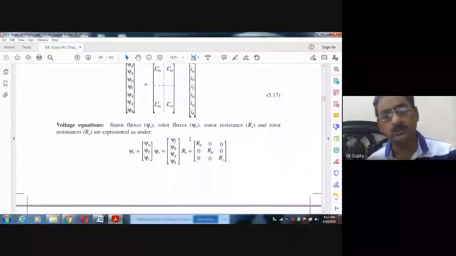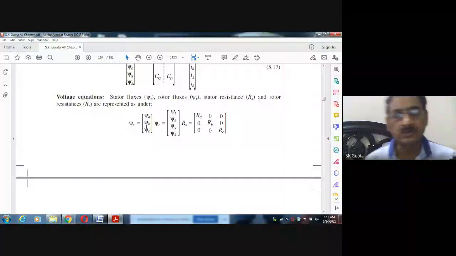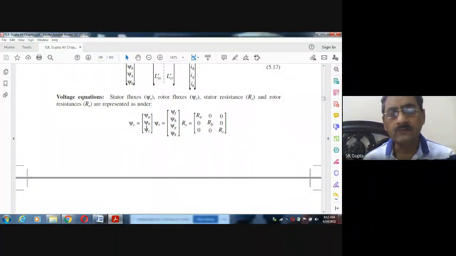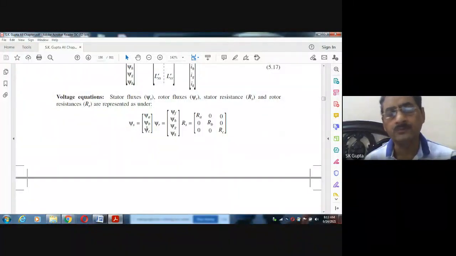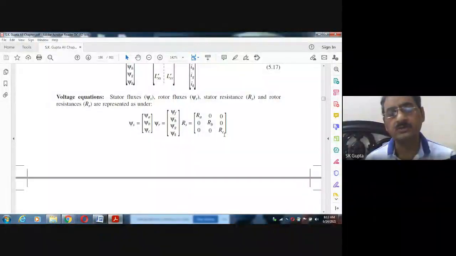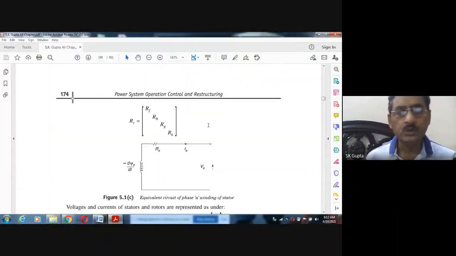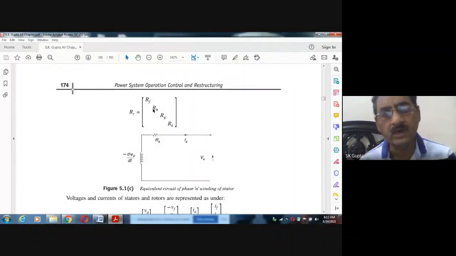Now we write the voltage equations. You see, phi a, phi b, phi c are the stator fluxes, and from the fluxes the voltage is produced, because the rate of change of flux is the voltage of the coil. And these are the fluxes on the rotor side. Ra, Rb, Rc are the resistances of the stator winding: A phase winding of stator, B phase winding of stator, and C phase winding of stator.